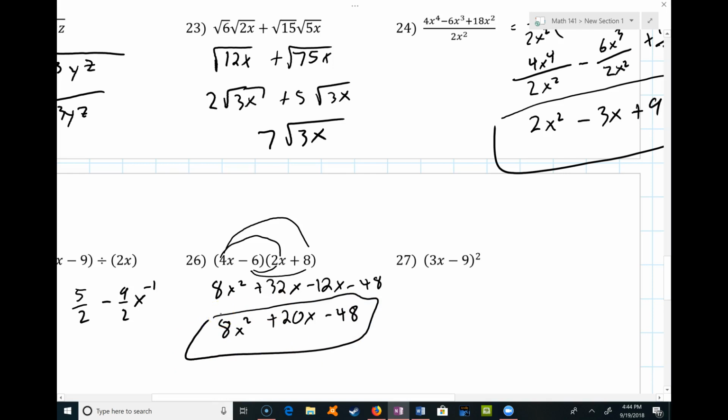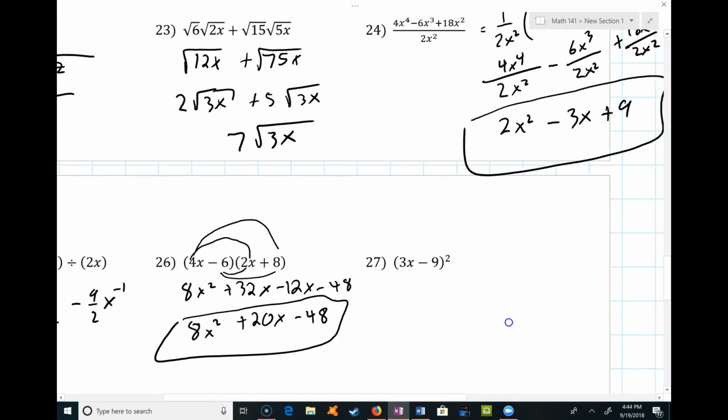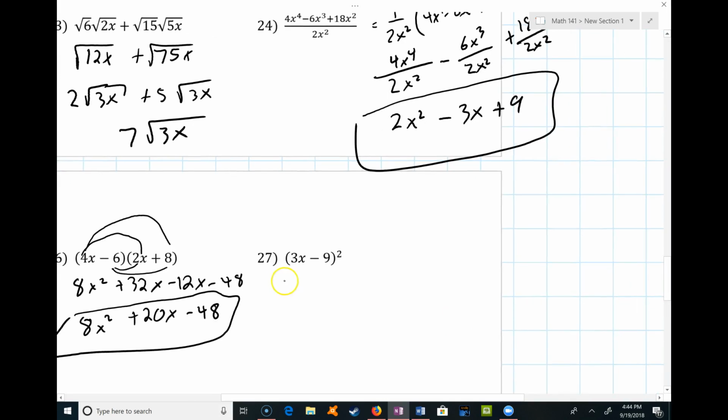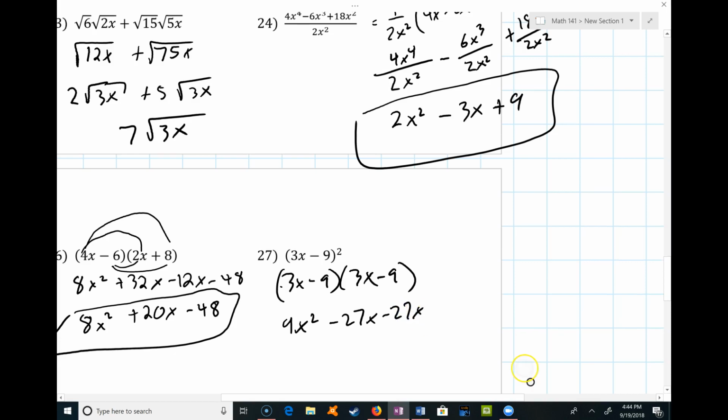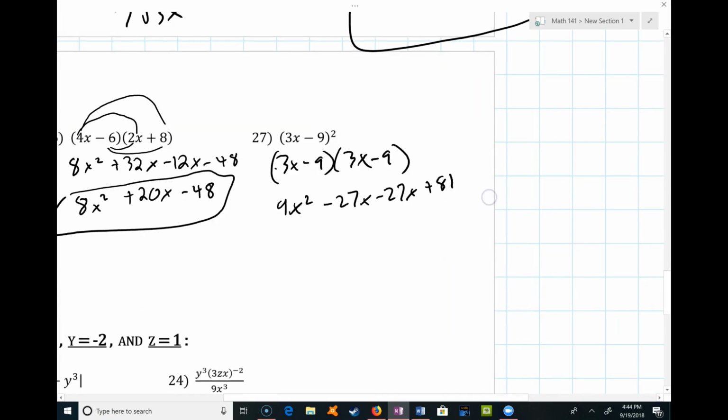Very nice. The 27 is really kind of the same problem, because 3x minus 9 squared is the same thing as 3x minus 9 times 3x minus 9. So then we do the same thing, multiply. 3x times 3x is 9x squared. And 3x times negative 9 is negative 27x. But of course, negative 9 times 3x is the same thing, negative 27x. And then finally, negative 9 times negative 9 is a positive 81. Looks like we have some like terms here, so we'll go ahead and combine those. That'd be negative 54x plus 81.